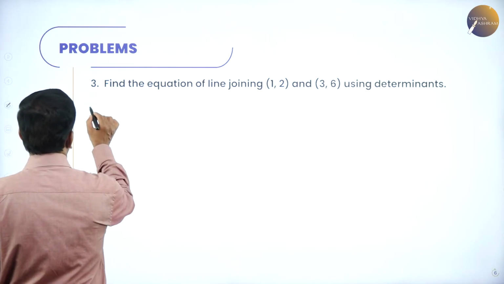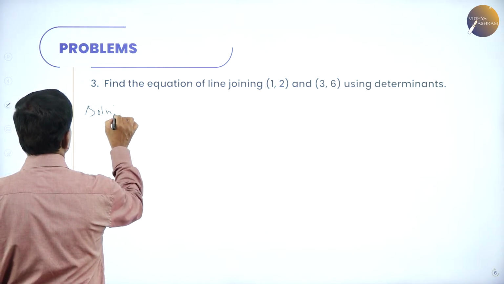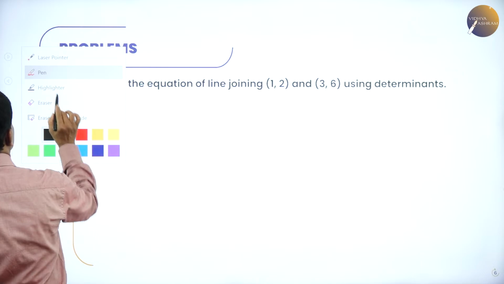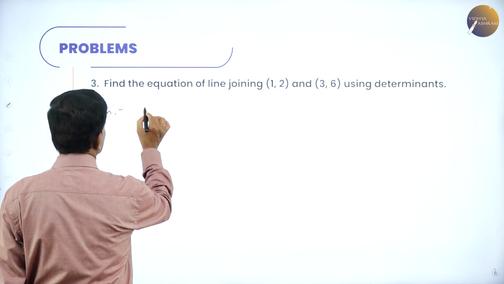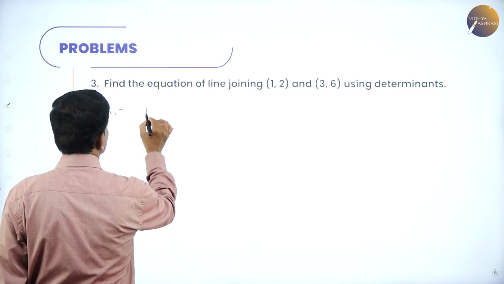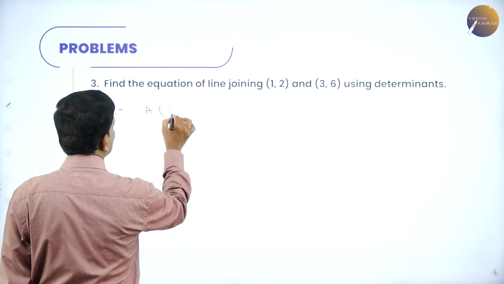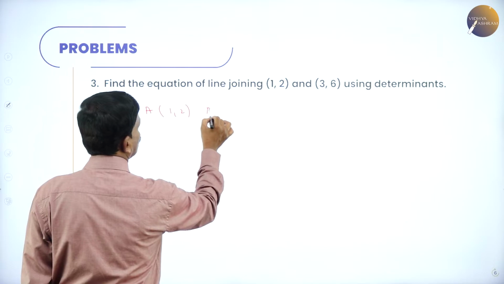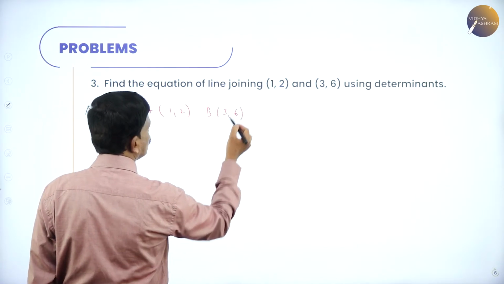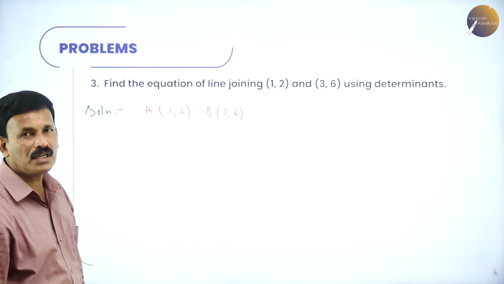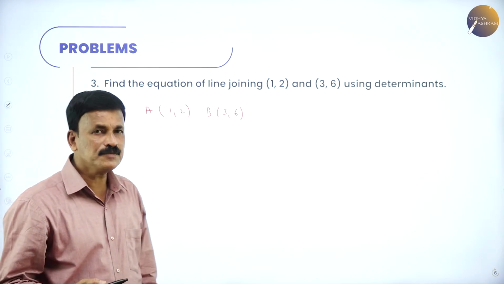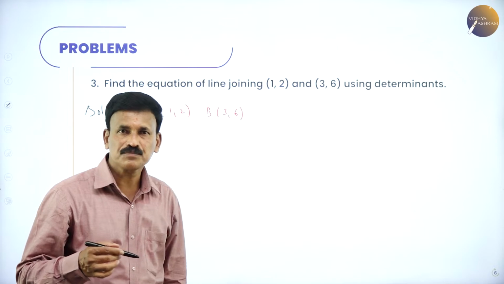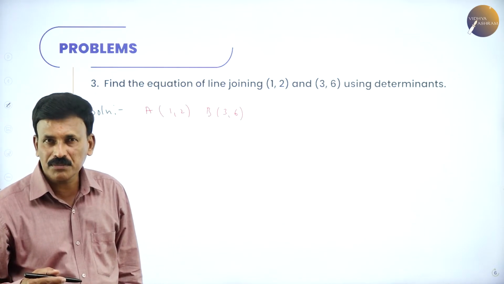Now let us write down the solution for this. So here, one point is given. What is one point given? A is equal to 1, 2. Another point B is equal to 3, 6. So for the equation of a line, we should have to find the equation of a line, there should be three points here using the determinant method.